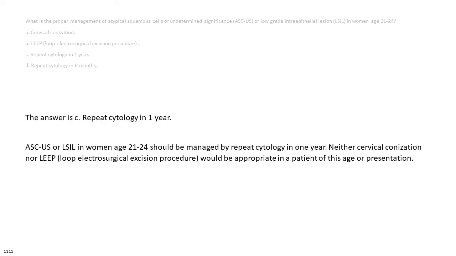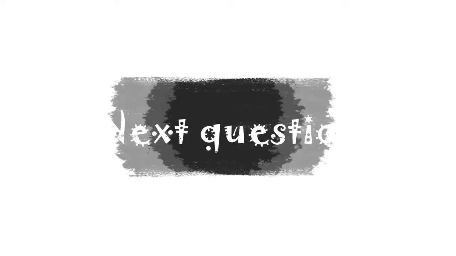The answer is C. Repeat cytology in 1 year. ASCUS or LSIL in women aged 21 to 24 should be managed by repeat cytology in 1 year. Neither cervical conization nor LEEP, loop electrosurgical excision procedure, would be appropriate in a patient of this age or presentation.